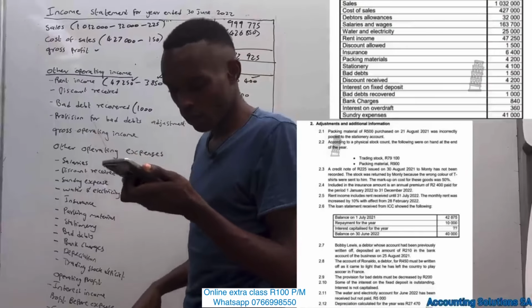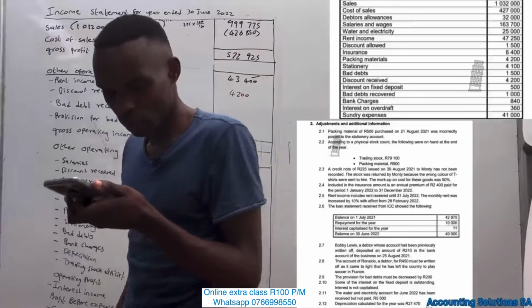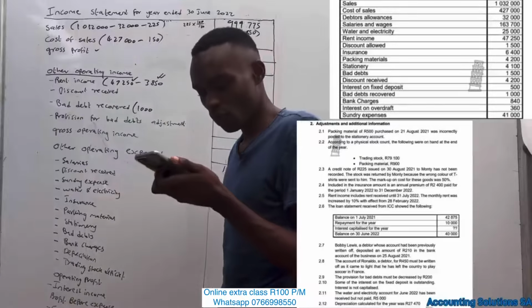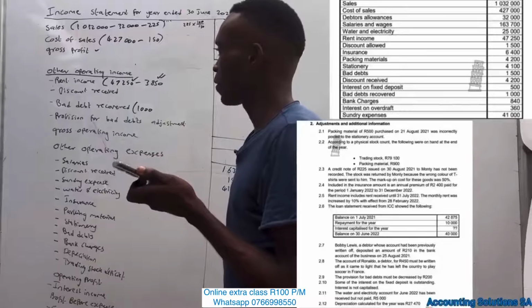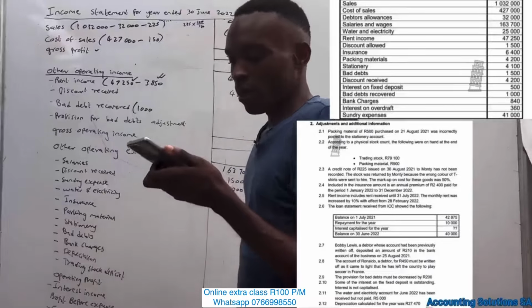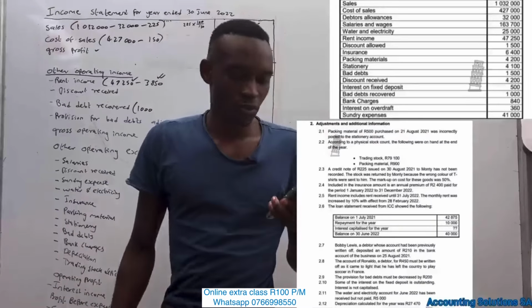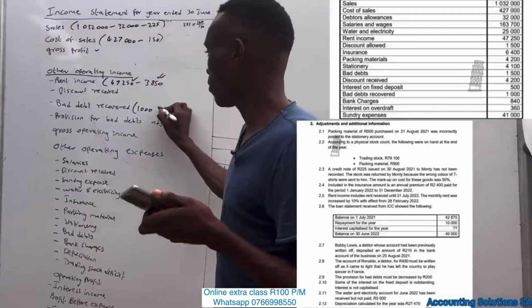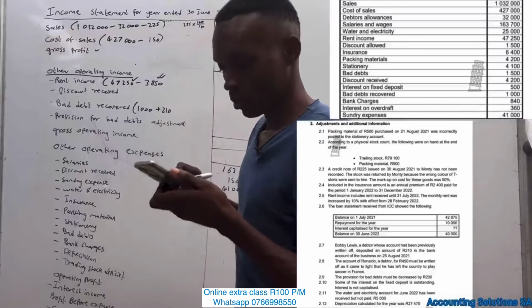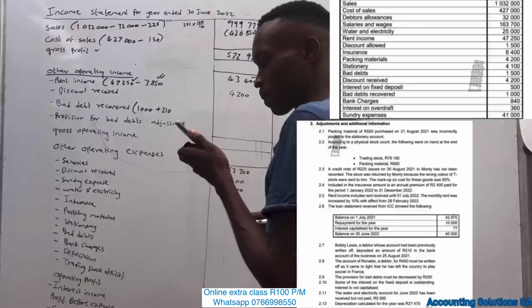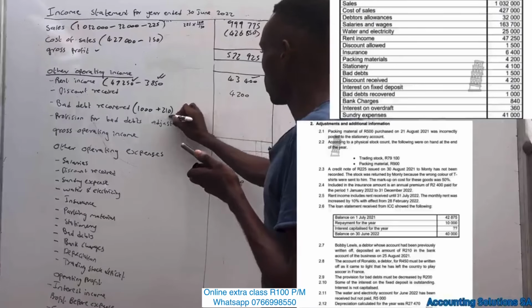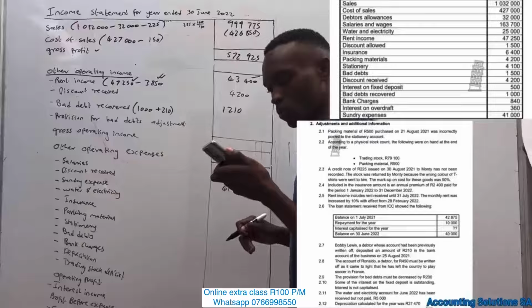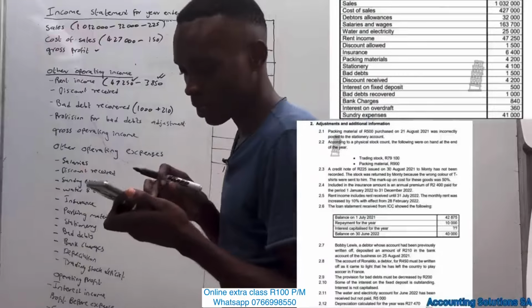And if you check additional information number 2.7, Bobby Lewis, a debtor whose account is previously written off, deposited. Okay, this one is bad debts recovered. Yes, the debtor that was previously written off came back and deposited an amount of 210, which means that we recover 210. Okay, then we're now going to write a total of 1,210.